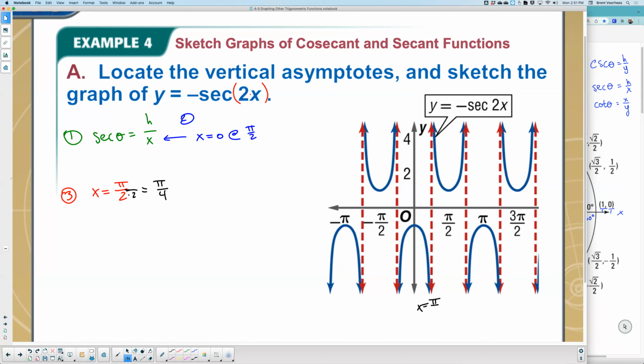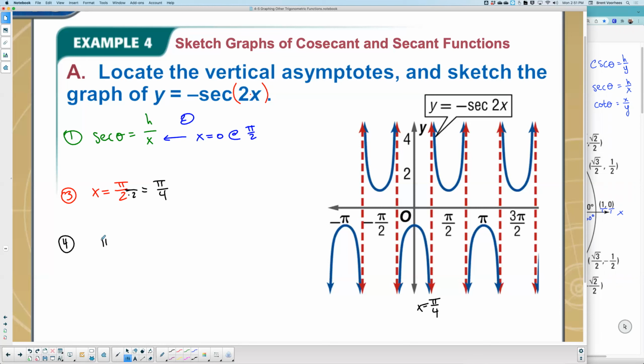That's pi divided by 4. That's the first occurring asymptote. And then after, even with secant and cosecant, though their periods are 2 pi, it's still pi for step number 4 to begin with, because even though it takes 2 pi to complete both of these, there's an asymptote halfway between them. So every pi without a transformation, you'll still have an asymptote.